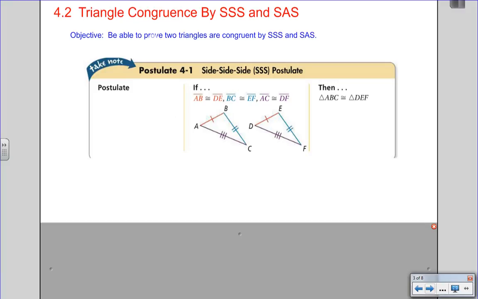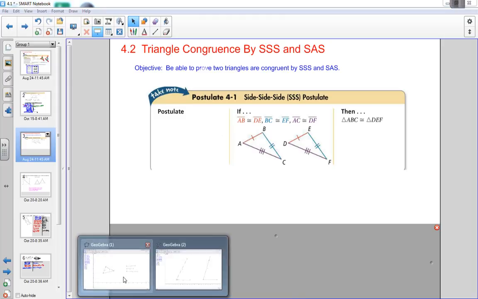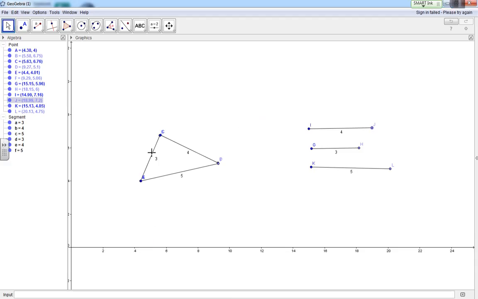We don't even need to know anything about the angles. If we just know that the three sides are congruent, then we know that the two triangles are congruent. In this, let's go here. So, what I did is I first created 3 random segments with given length. I can't mess with their length. This one is 3, the other one is 4, and the other one is 5. And then I made a random triangle.